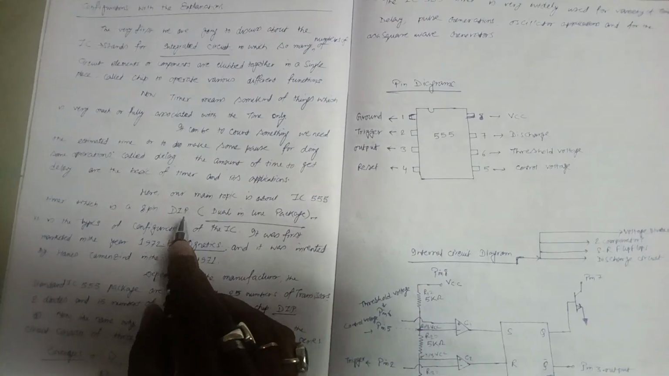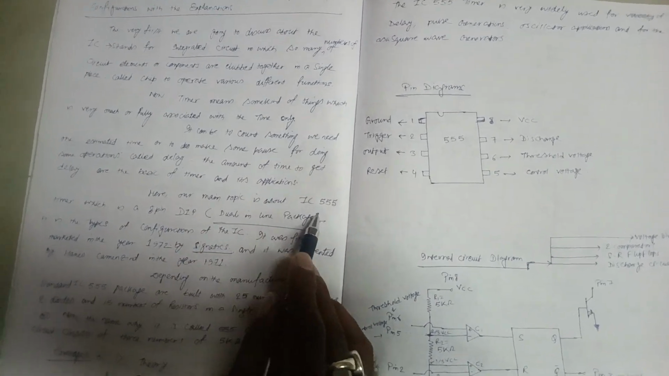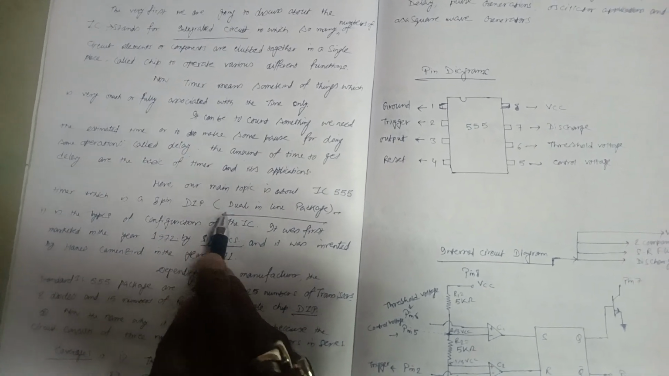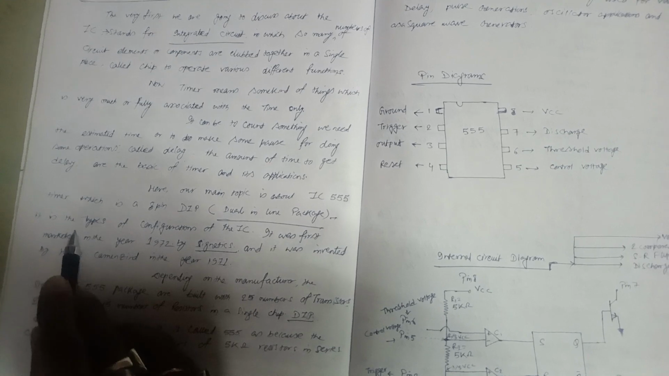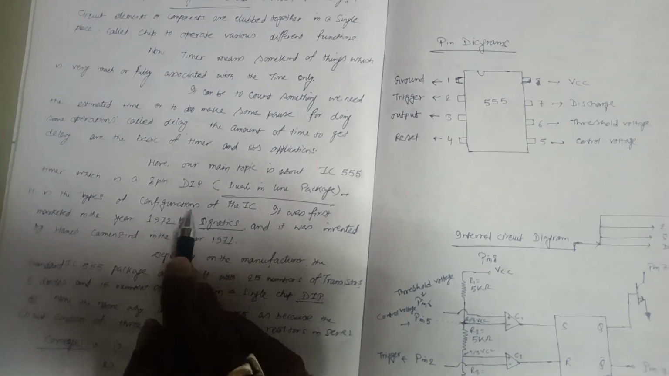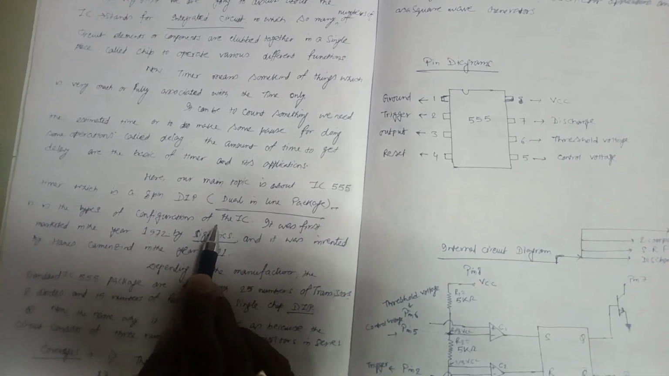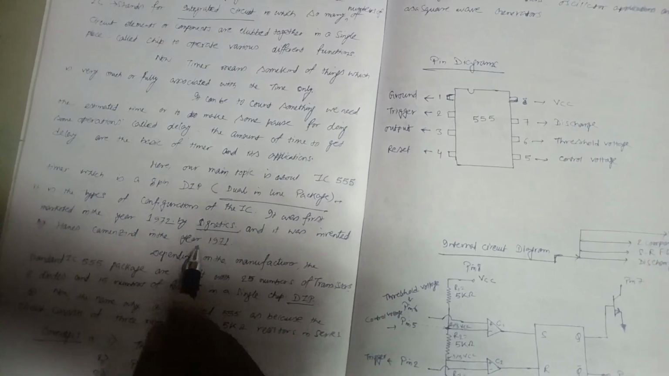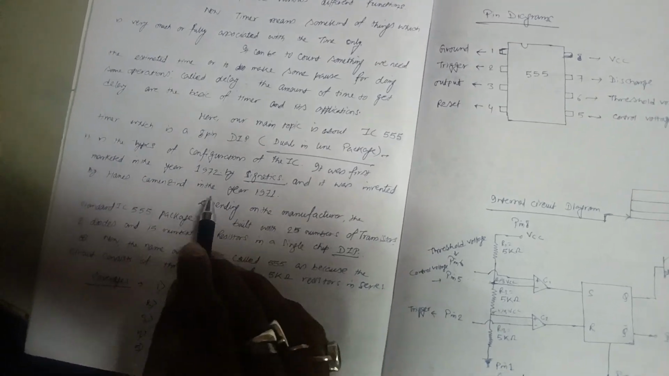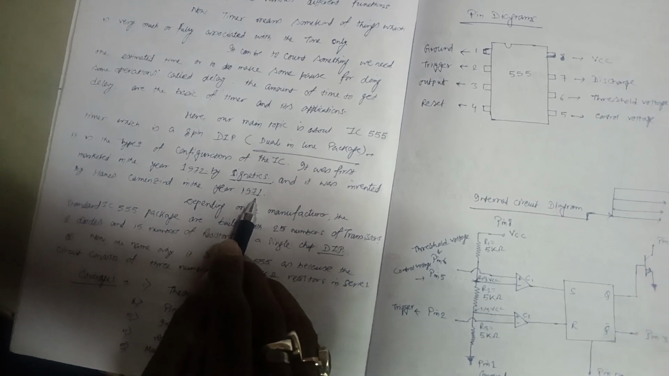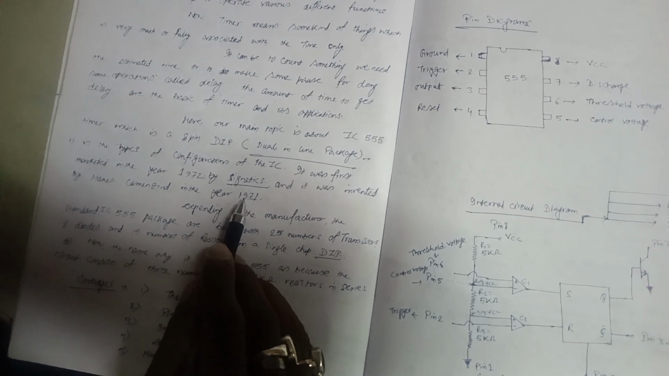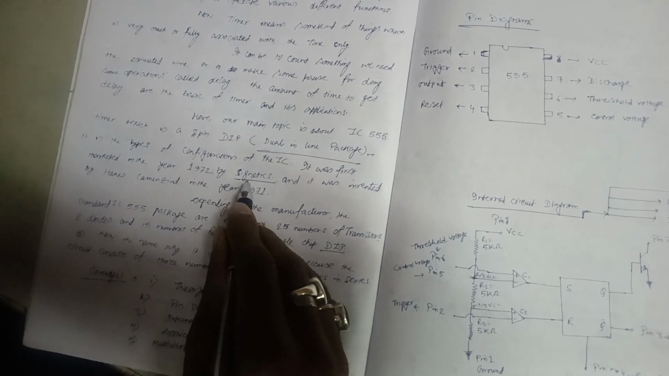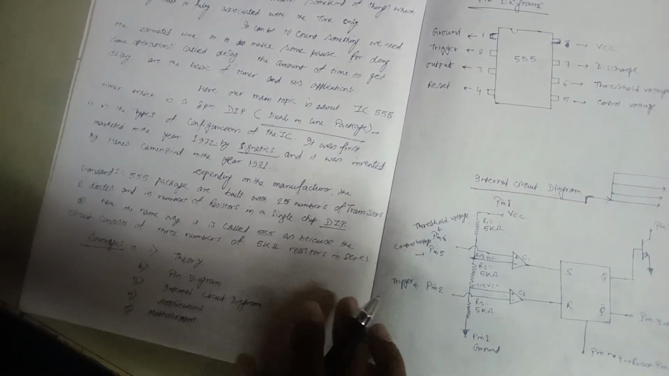Now our main topic is the IC 555 timer, which is an 8-pin DIP. DIP basically means dual inline package, and it is a type of IC configuration. The IC 555 timer was first invented by Hans Camenzind in the year 1971, and first marketed in the year 1972 by the company named Signetics.